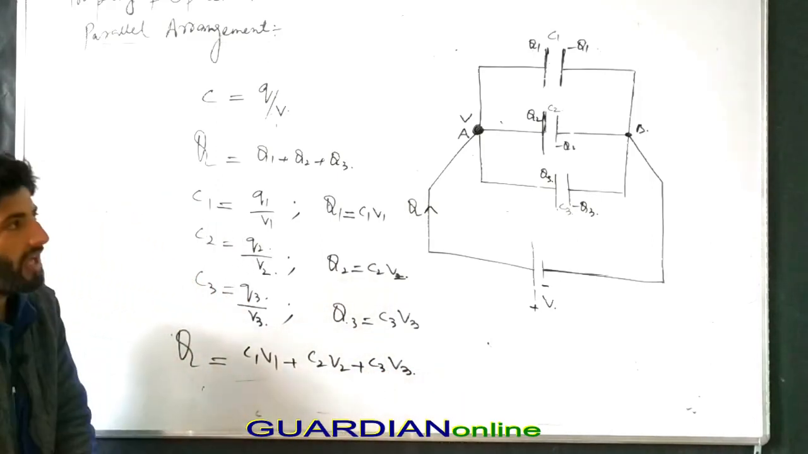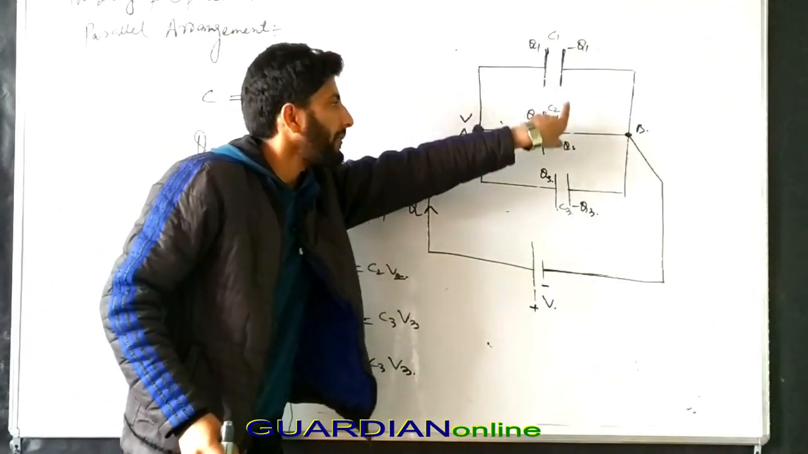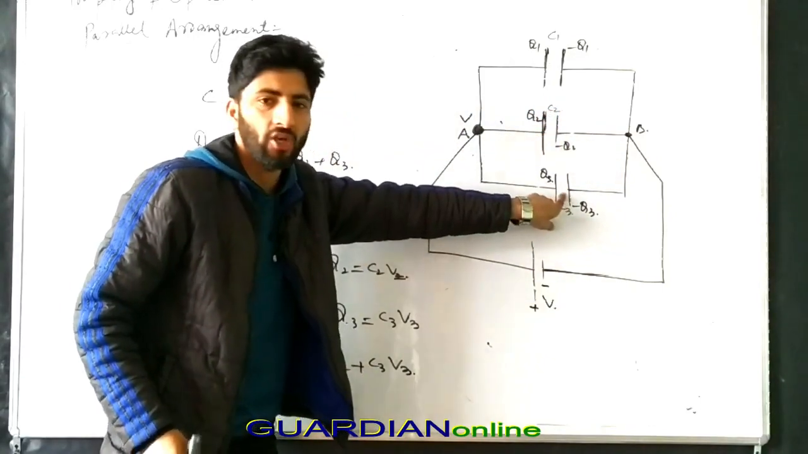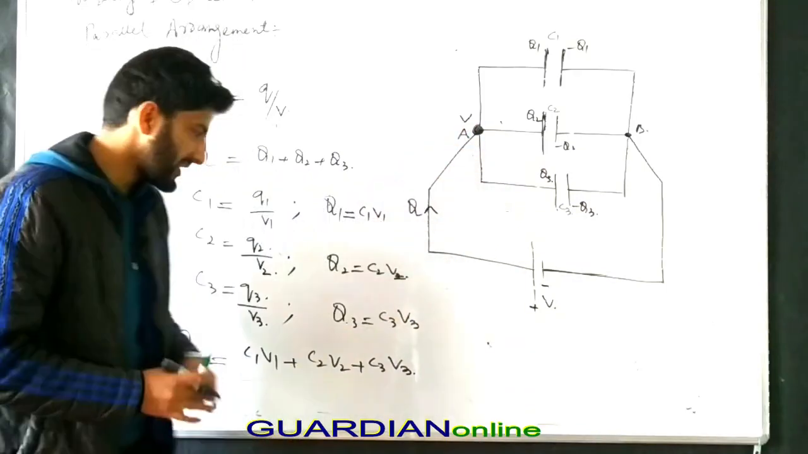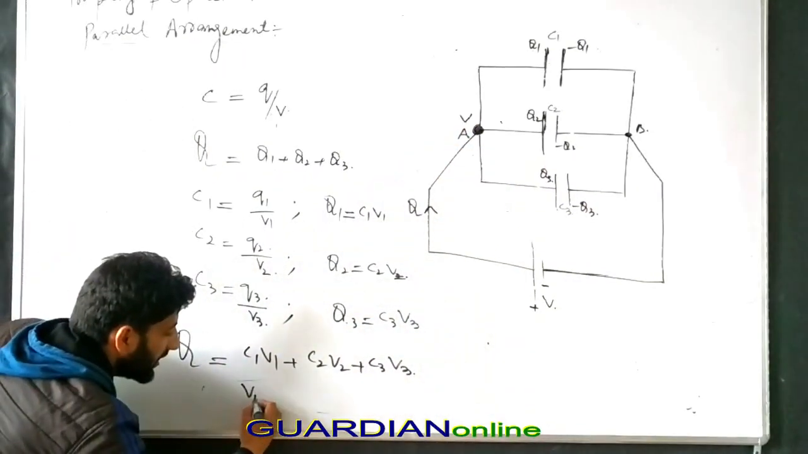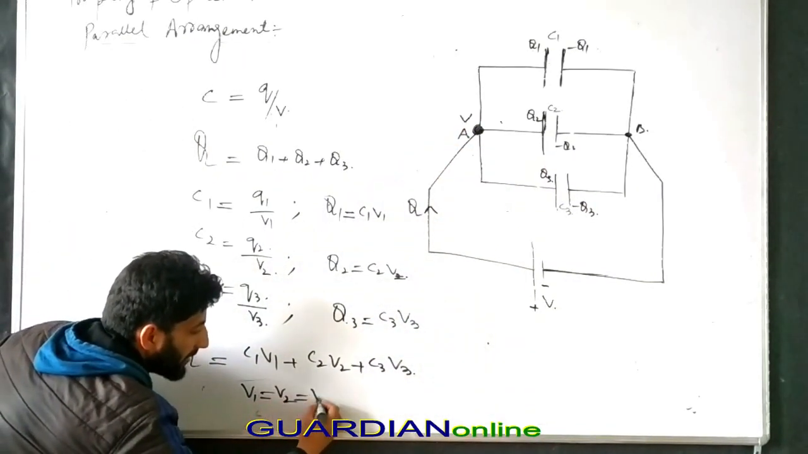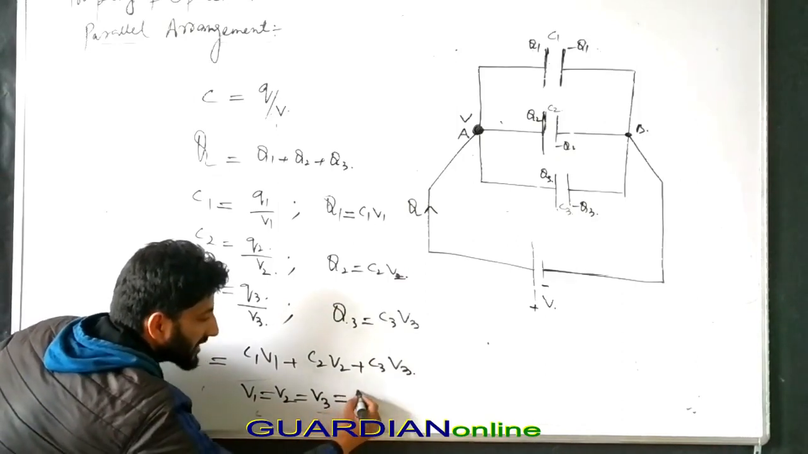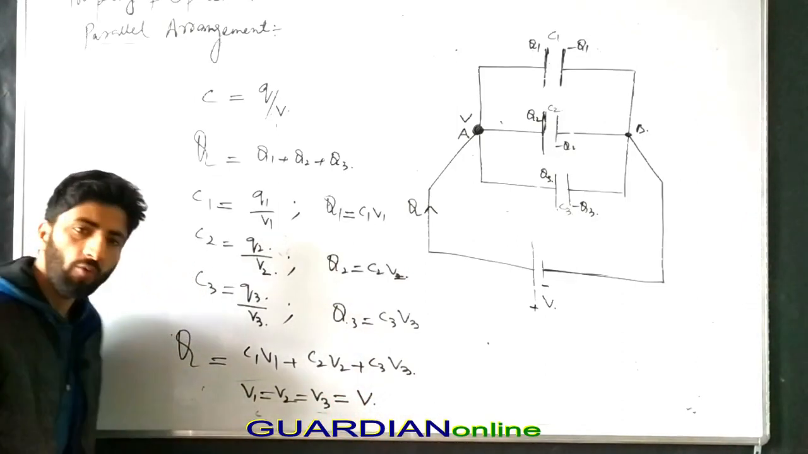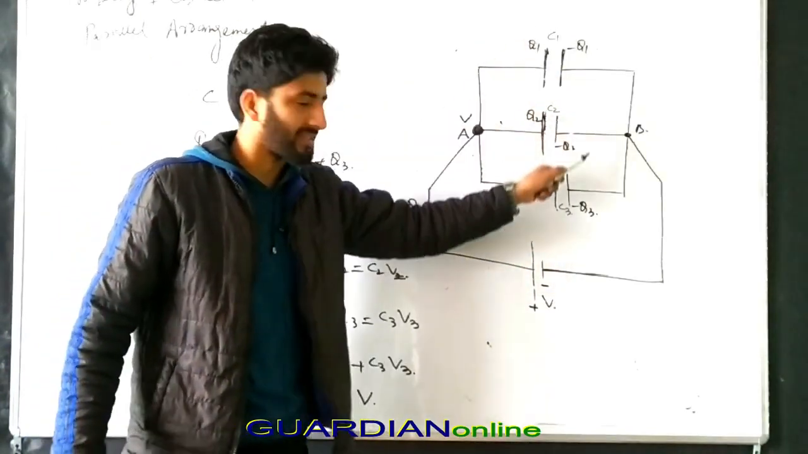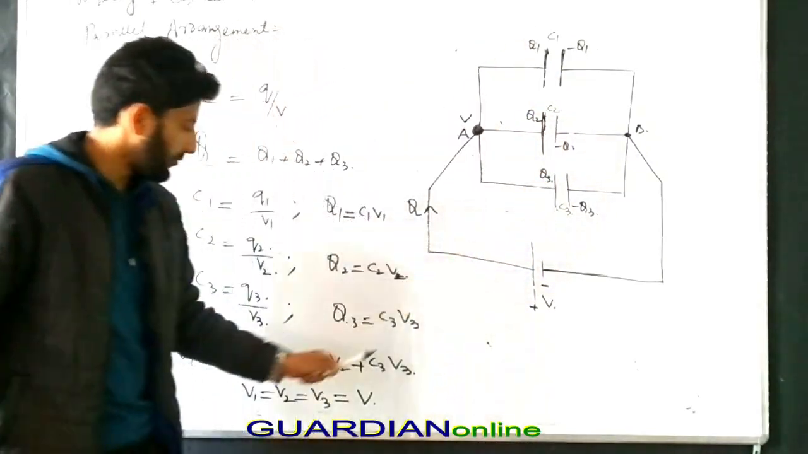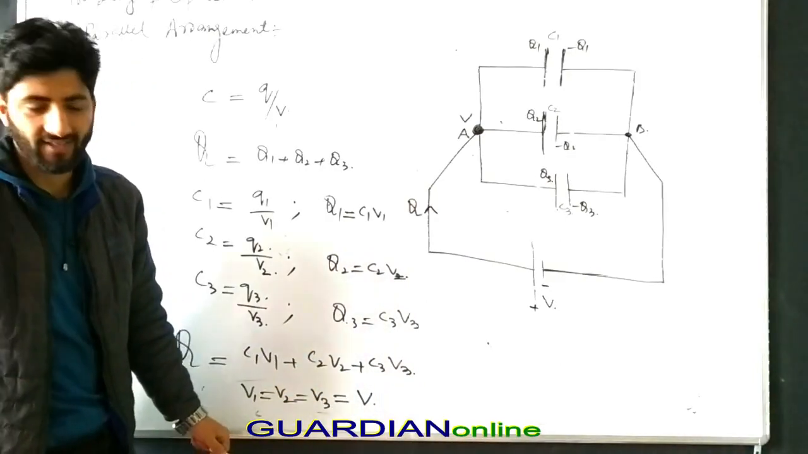But we know the capacitances are C1, C2, C3. What about the potential? It is the same potential: V1 equals V2 equals V3, and the same potential is V. Why? Because in a parallel combination, across each capacitor the voltage is V, the same for every capacitor.